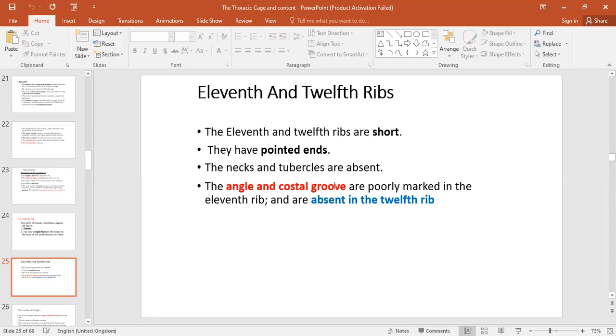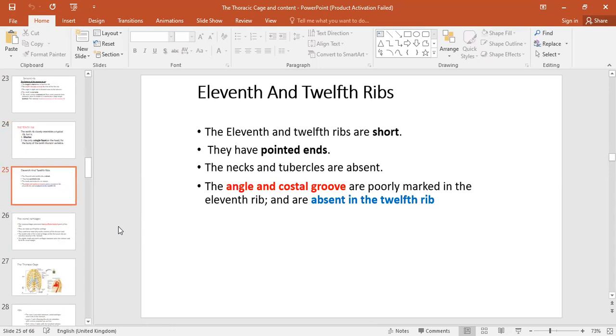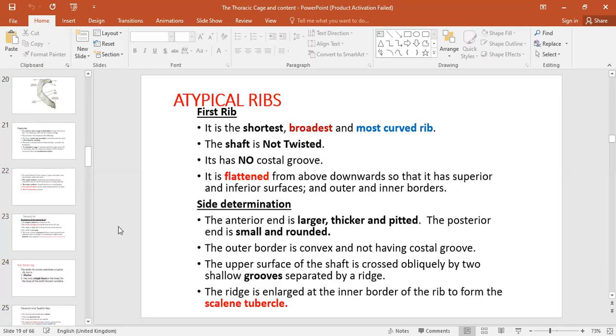Rib 11 will have a costal groove like typical ones, but rib 12 has no costal groove and it doesn't make an arc. So it doesn't make an angle. It is more pointed to the lateral side of the body.